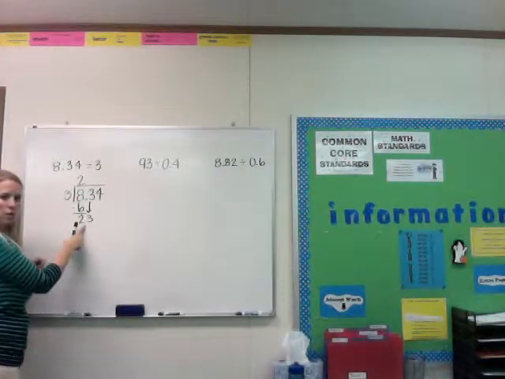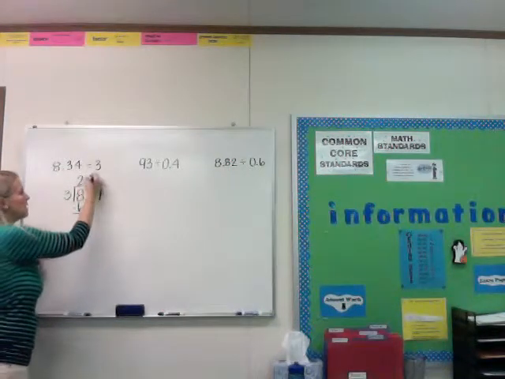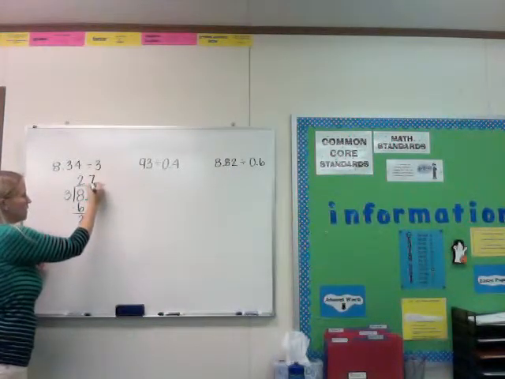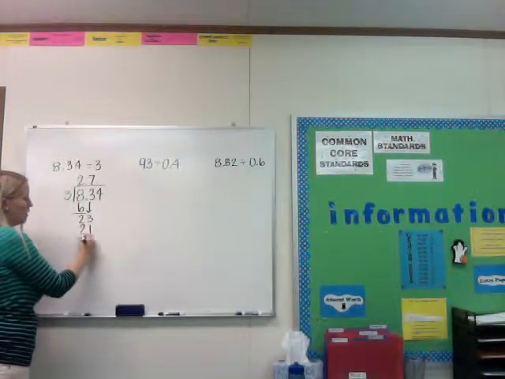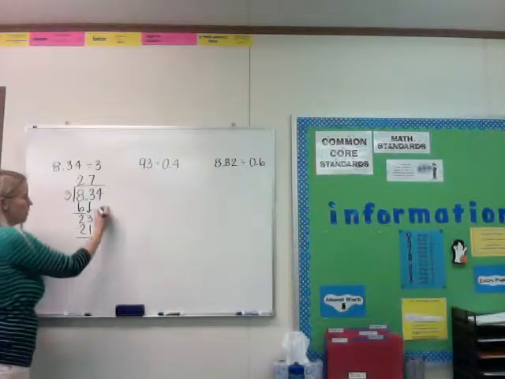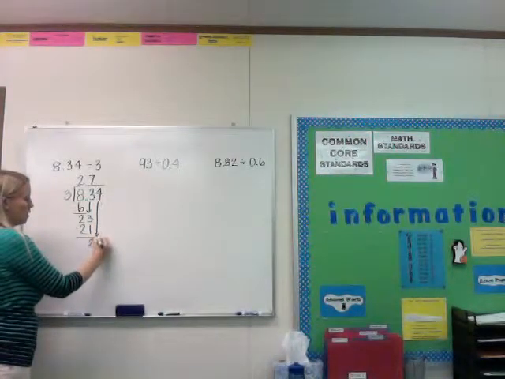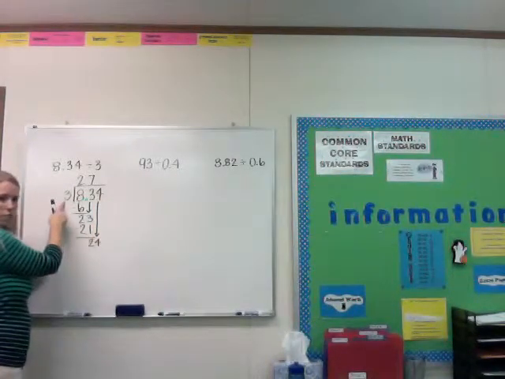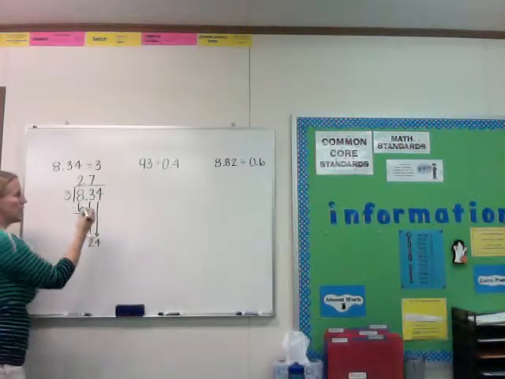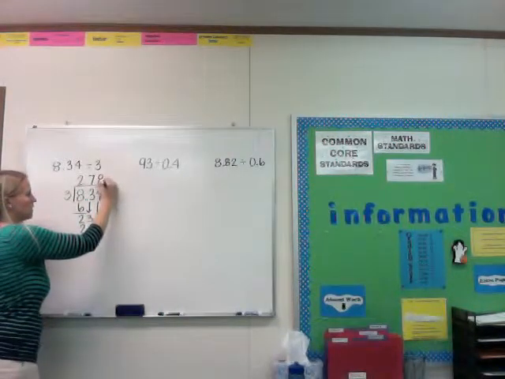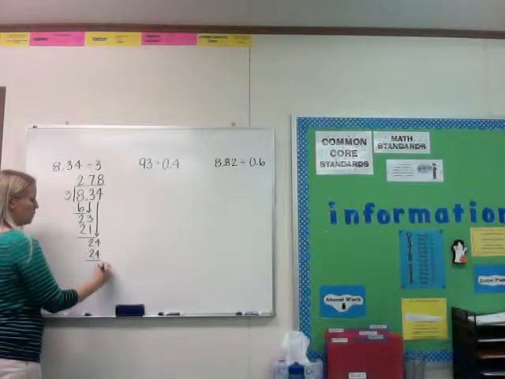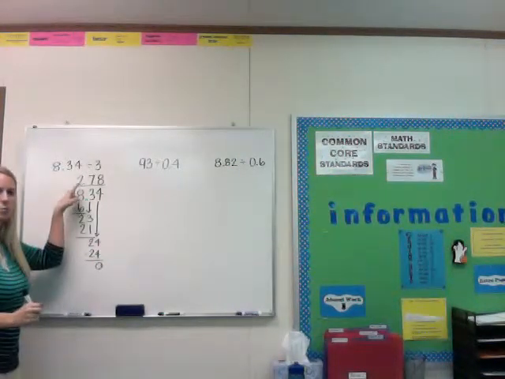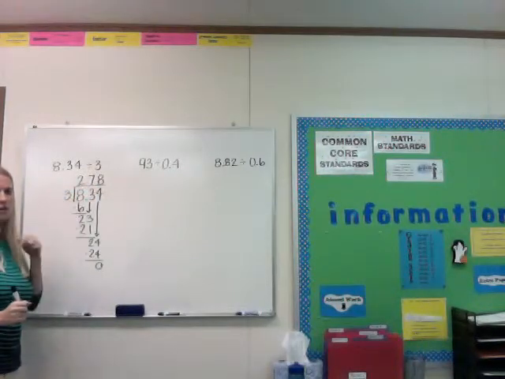3 goes into 23 7 times. 7 times 3 is 21. That'll give me 2 left over, so I'll bring down my 4. 3 goes into 24 8 times, with a remainder of 0. So once I've done my division, I got 278.